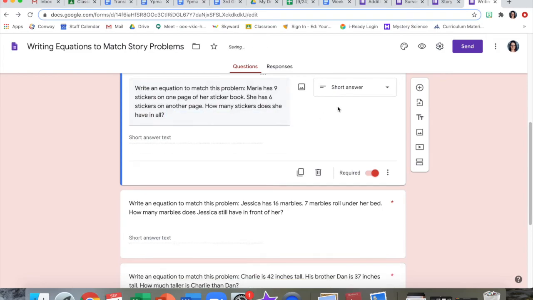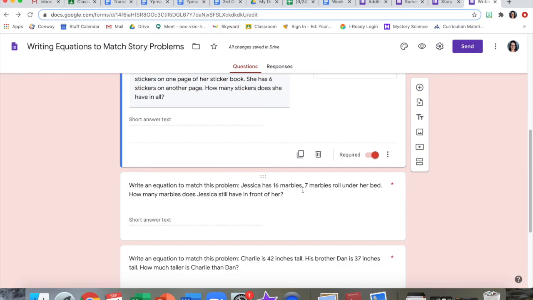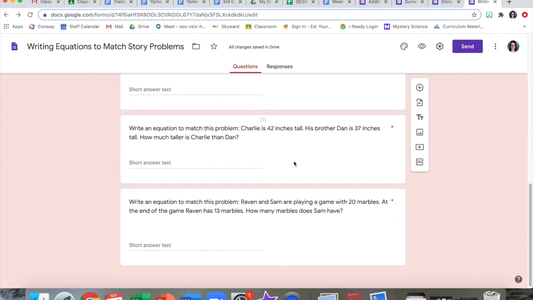Here's another. Jessica has 16 marbles. 7 marbles rolled under her bed. How many marbles does Jessica still have in front of her? Write the equation that matches that situation. 2 more. Charlie is 42 inches tall. His brother Dan is 37 inches tall. How much taller is Charlie than Dan? Make sure your equation matches and you use question marks for the missing number.